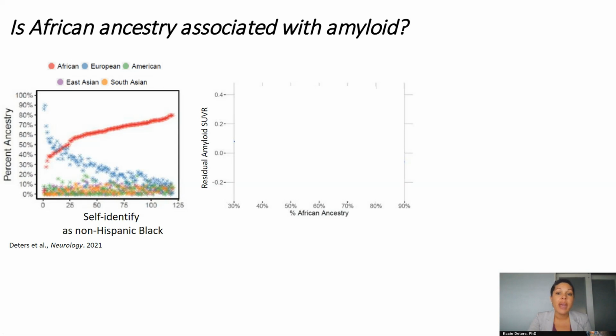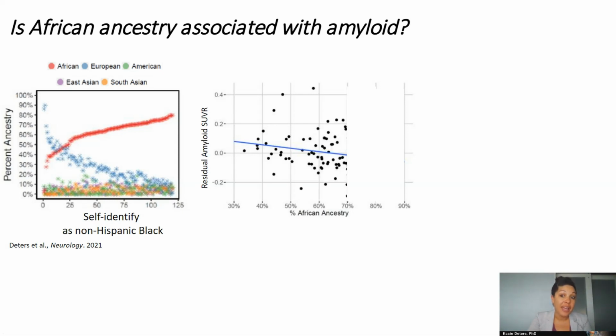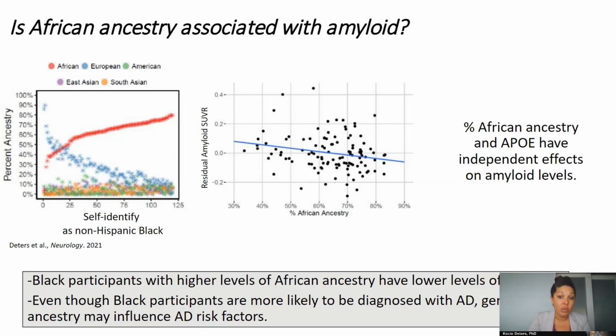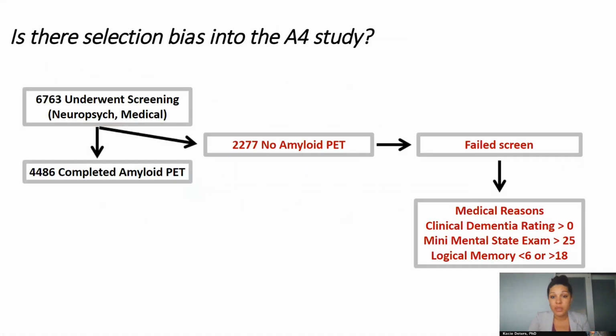So again, I'm showing increasing levels of African ancestry on the x-axis and amyloid on the y-axis. And again, higher amyloid is worse. As we see, with increasing African ancestry, we have decreasing amyloid, aka better. And this effect was also independent of APOE. So now we have another factor that's contributing to potential protective factors against these well-established AD risk factors.